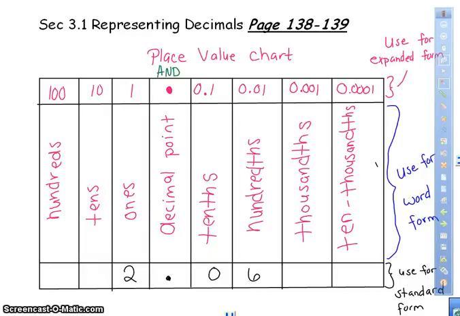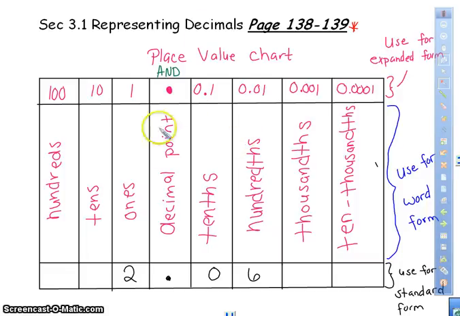Hello and welcome to section 3.1, representing decimals. You'll see that I put a page number on here, and this is just going to give you a better idea of what this chart looks like. I want you to go ahead and press pause and do a very neat job filling this in.